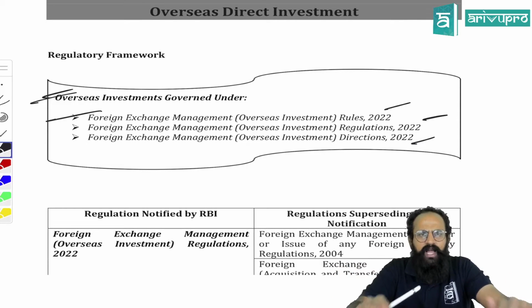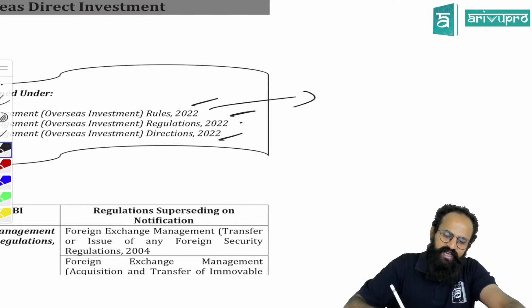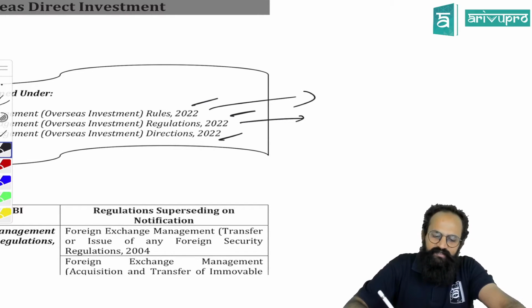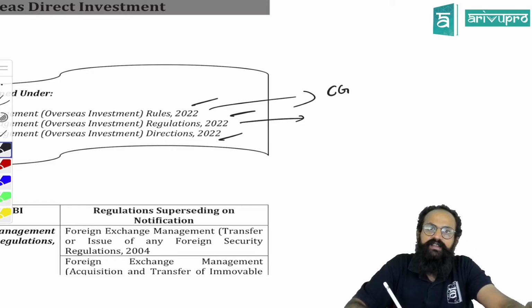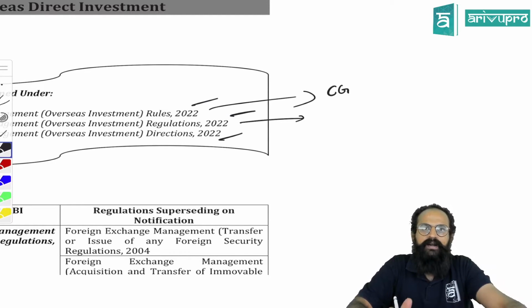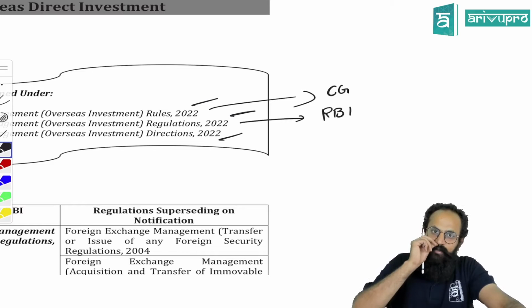Yes, people, I hope you know the difference between rules and regulations. We had seen it in the class. Always remember, rules are given by the central government. Regulation is always given by the statutory authority or the regulatory authority of that particular industry. So this entire FEMA part, who was taking care? It was being taken care of by RBI. So regulations are always given by the authority, that is RBI.